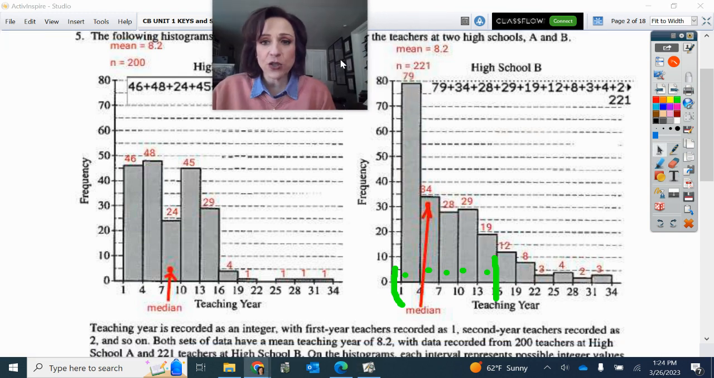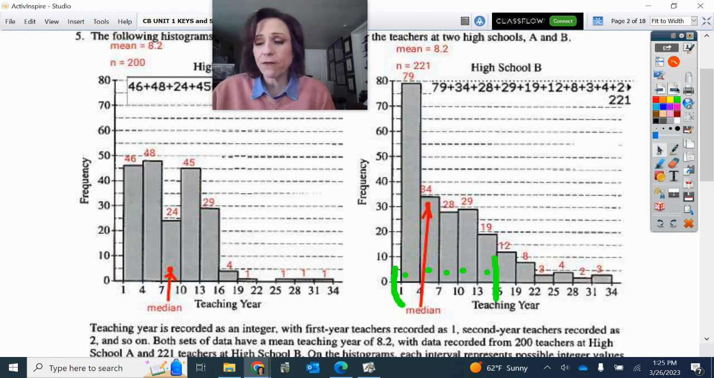Because high school B had a sample size of 221, we were using the median location of the 110th-ish piece of data. So we counted that 79 were in here, 34 were in here, which takes you up to 113. So here we have the 110th-ish piece of data in this second bar. That indicates that it is 4, 5, or 6 years. So definitely not the 7.